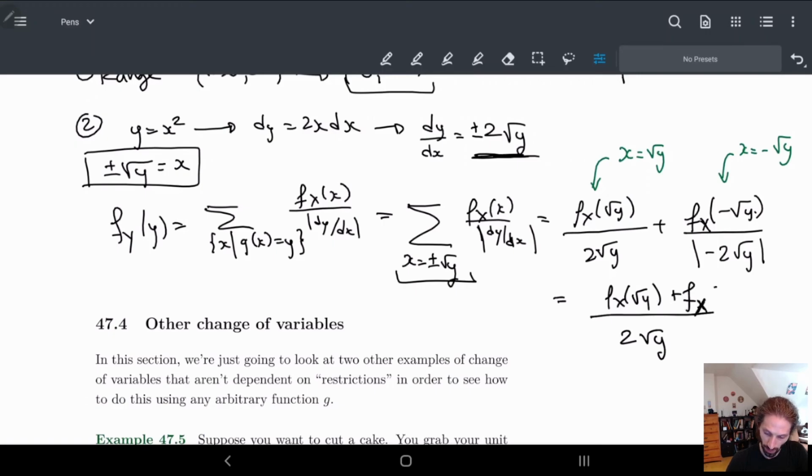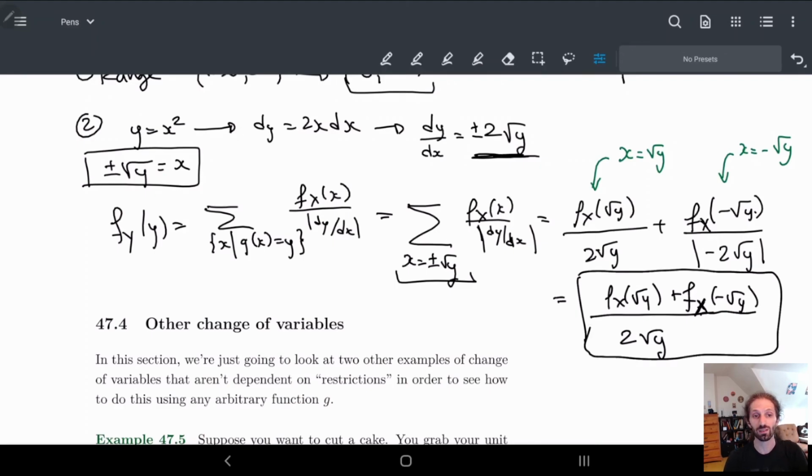And because I didn't tell you what the distribution for x is, this is basically as far as we can go. But this tells me exactly, once I know the distribution of x, what the distribution of y is going to be. Once I know the probability density formula for x, I will automatically know the probability density formula of y. And that's it.